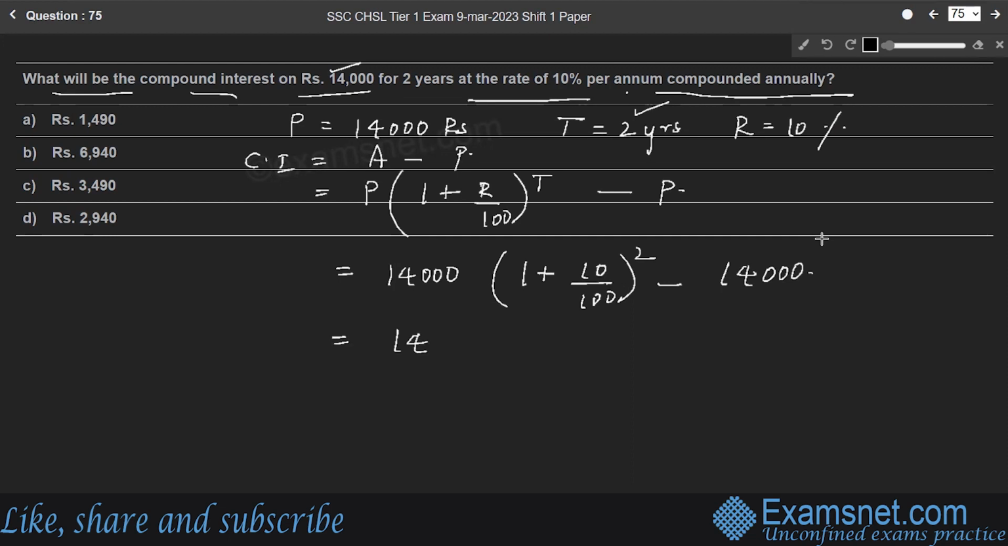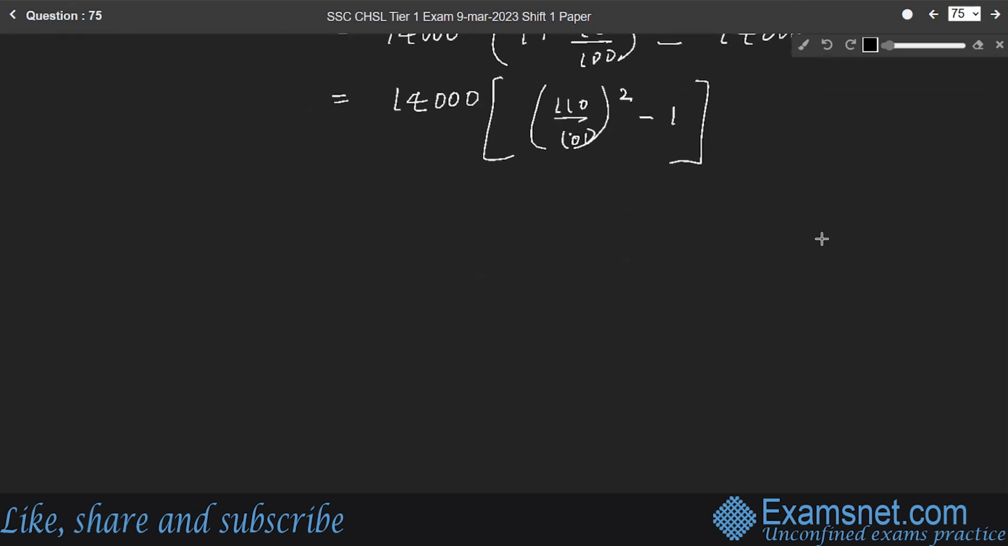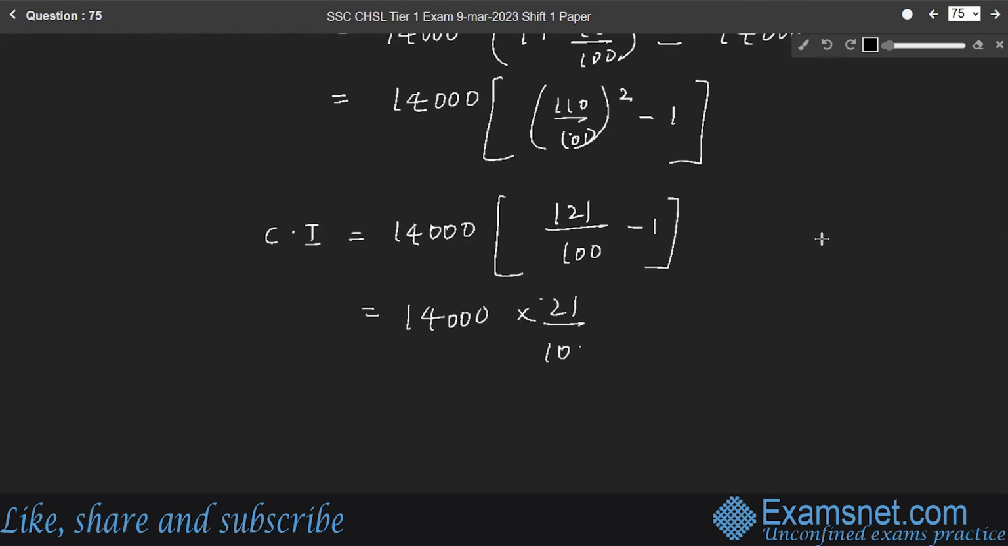So we'll take 14,000 common into, so here 100, we'll take 100 as LCM. So 110 by 100 whole raised to 2 minus 1. Therefore, compound interest is equal to 14,000 into, we'll write 110 by 100 as 11 by 10. So 11 square is 121, 10 square is 100, minus 1. Therefore, 14,000 into 21 by 100.